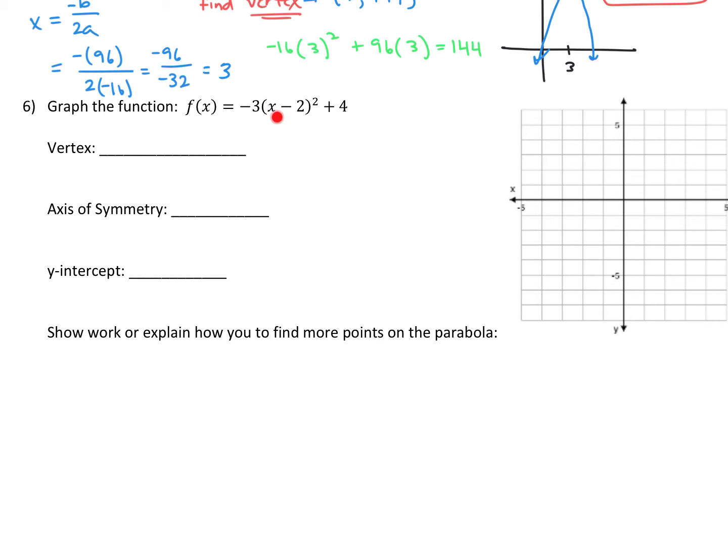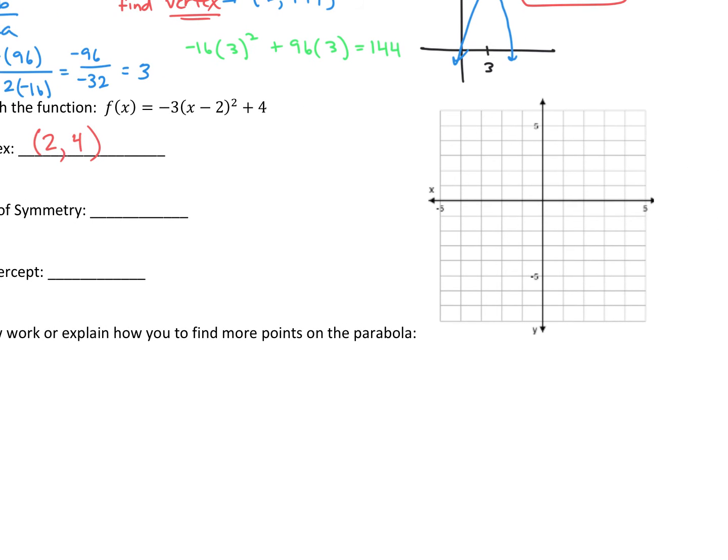So our vertex, here's where we're shifting horizontally, x minus 2, so tricky x, that's going to turn into a positive 2. And then on the end, that's our vertical shifting up 4, so we're going to go to the right 2 and up 4, so there is our vertex. Now axis of symmetry, here, maybe we'll draw in that vertex. All right, so our vertex is at 2, 4. The axis of symmetry is the vertical line that goes through your vertex.